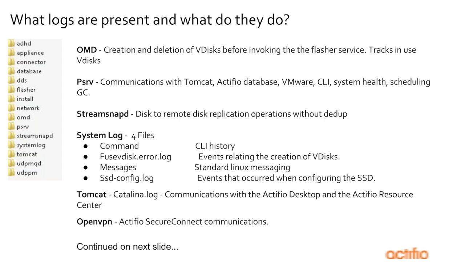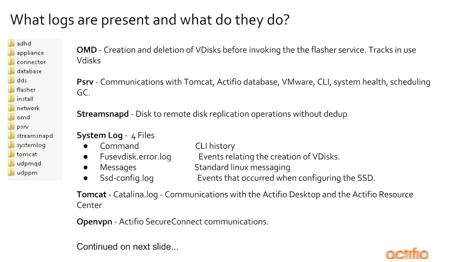And it's also going to talk directly to VMware via your vSphere or ESX API. It interprets commands from our CLI. It tracks system health. It runs the scheduler. And it also, without propelling GC, does kind of monitor it. GC is largely going to be logged in the ADHD log, which we saw first.